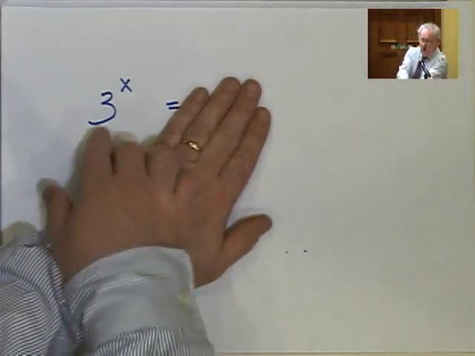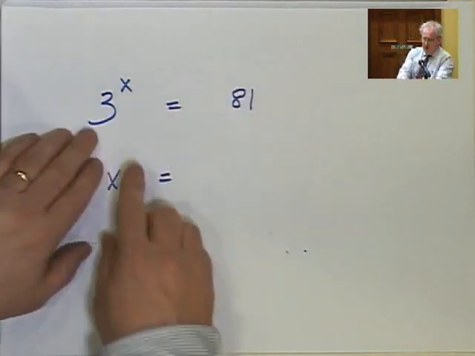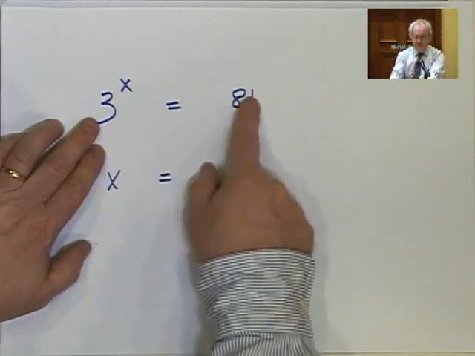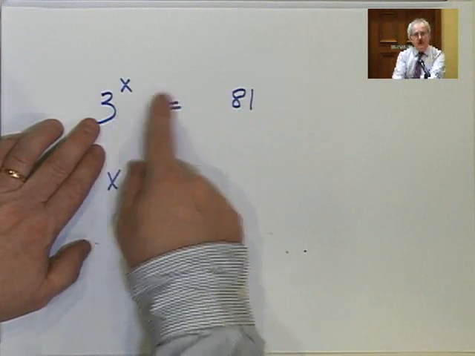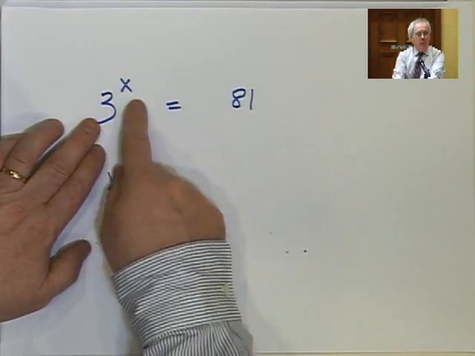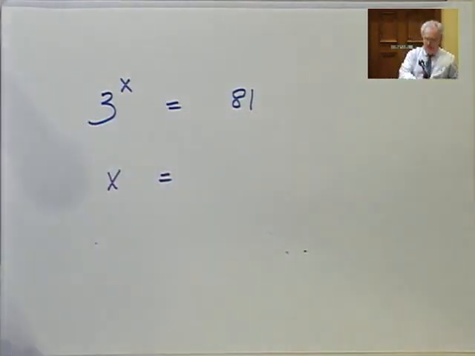But if you're asked in the exam, what is x? What you do is you say, well, let's try 3 to the 1. That's 3. No. 3 squared? No, that's 9. 3 to the 3? That's 27. No, 3 to the 4? Yeah, it's 3 to the 4. So x is 4.